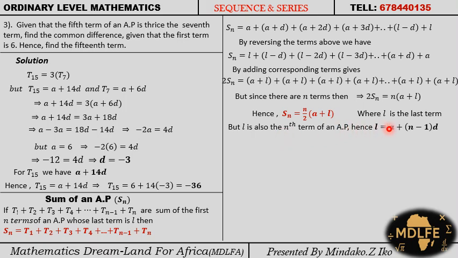Hence, L equals A plus n minus 1 times D. How? Because from here, Sn is all this, right up to Tn, where Tn is the last term also. So that is why I said L is also the nth term of an AP. Since we know L is also the nth term, we can substitute this value where we find L. Hence, Sn is n on 2 times 2A.